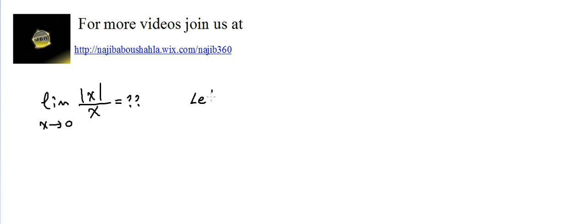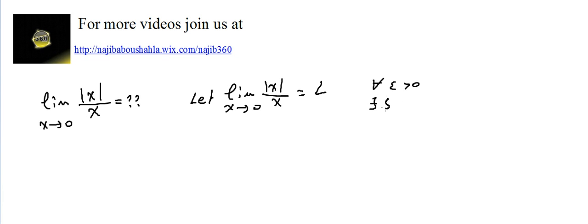Okay, first, let this limit of absolute value of x over x as x approaches zero equal L. And let's see if we can find L or if it does not exist. For every epsilon, which is a small positive number, there exists a delta, which is also a positive number, and it's in terms of epsilon. It's a function of epsilon, right?